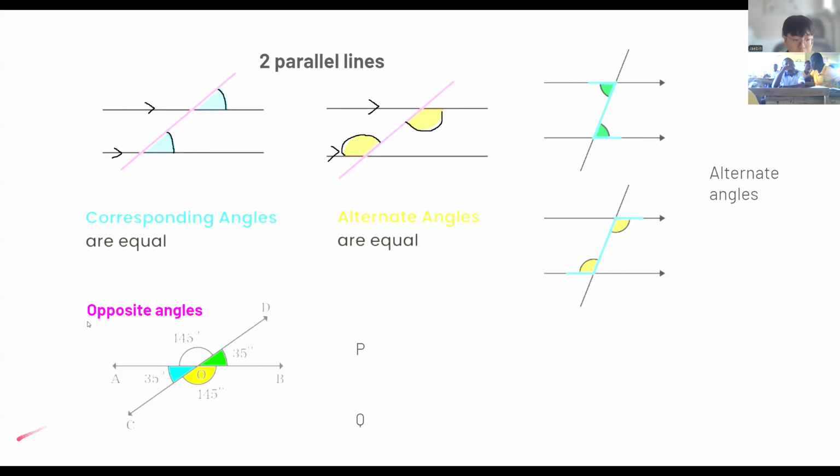There are also opposite angles, right? So we looked at it for angle A. We got it from the opposite angle. So the opposite angle of 35 is also equal to 35, right? And the opposite angle of 145 is just 145.